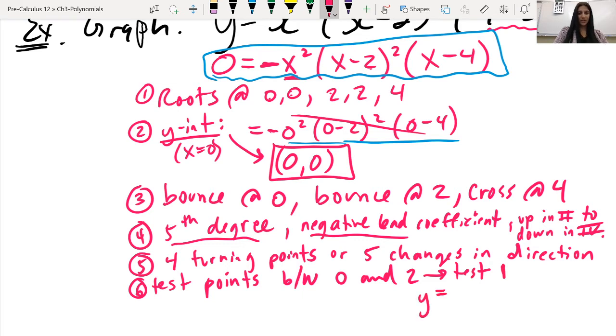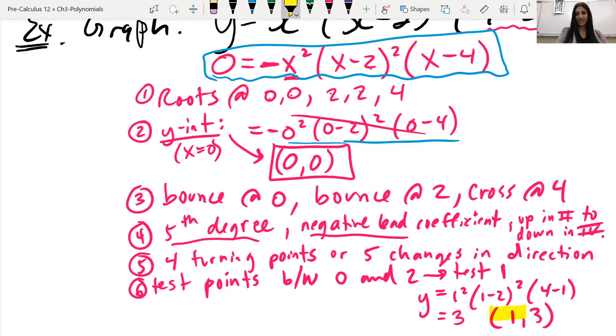So that would be y equals 1 squared, 1 minus 2 squared, and 4 minus 1. So I'm just plugging this back into the original equation, and I end up getting 3 when I plug it in. So that tells me I have the point 1, 3 on there.